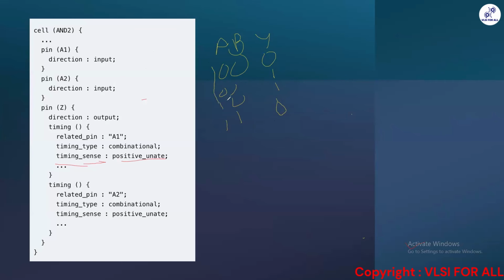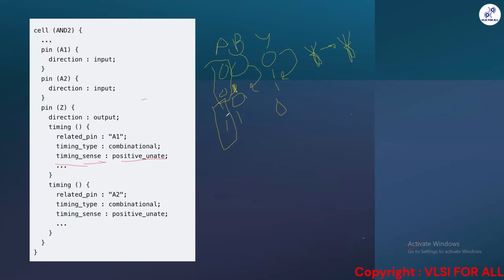Now guys, I'm keeping A as constant at 0. B is making a transition from 0 to 1, so Y is also making a transition from 0 to 1. This is making a rise, and this is also making a rise. Input is making a rise transition, and my output is also making a rise transition.